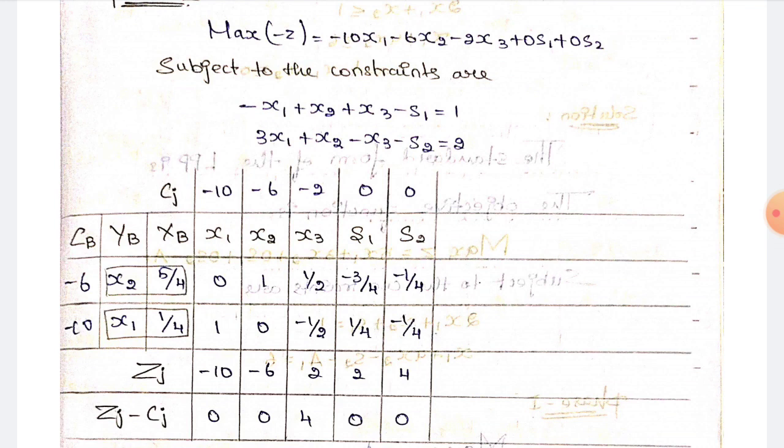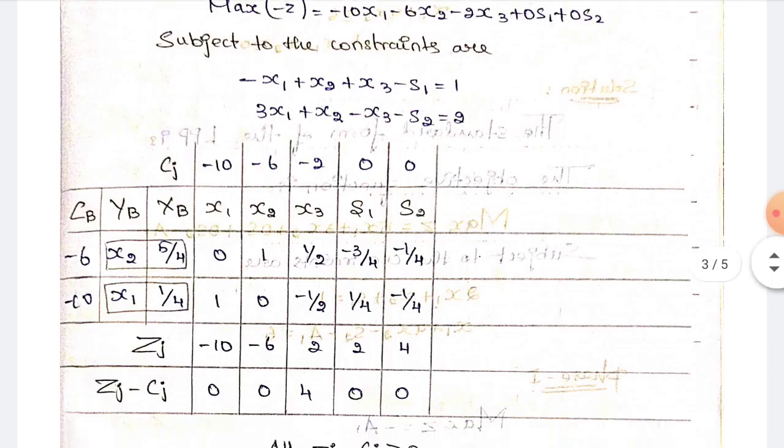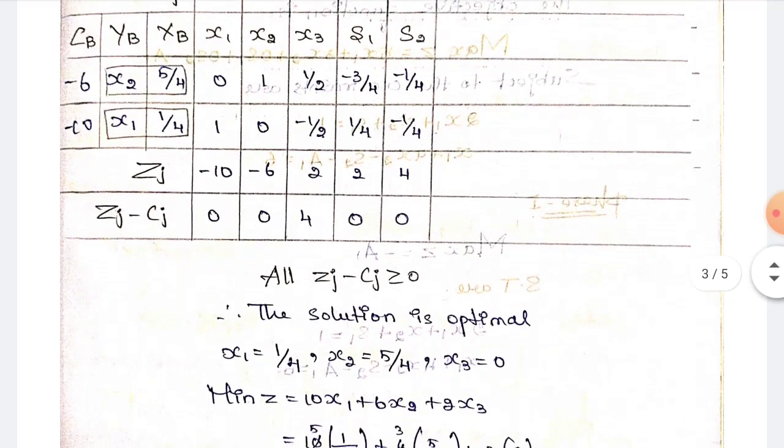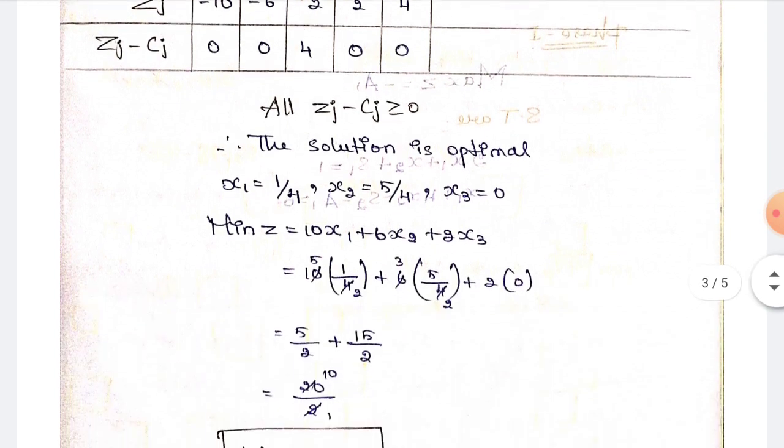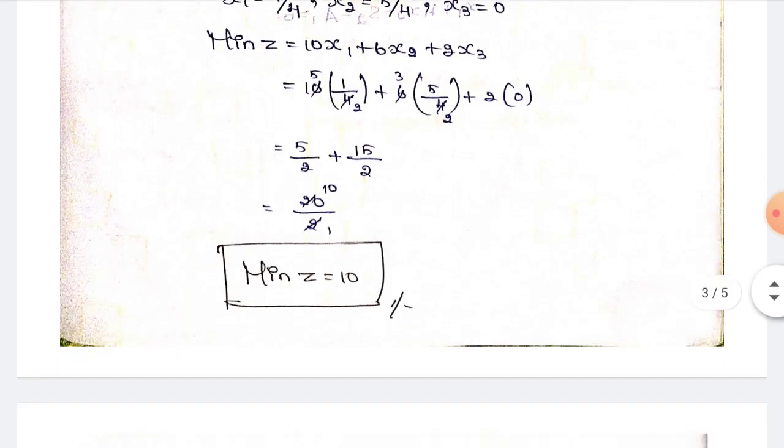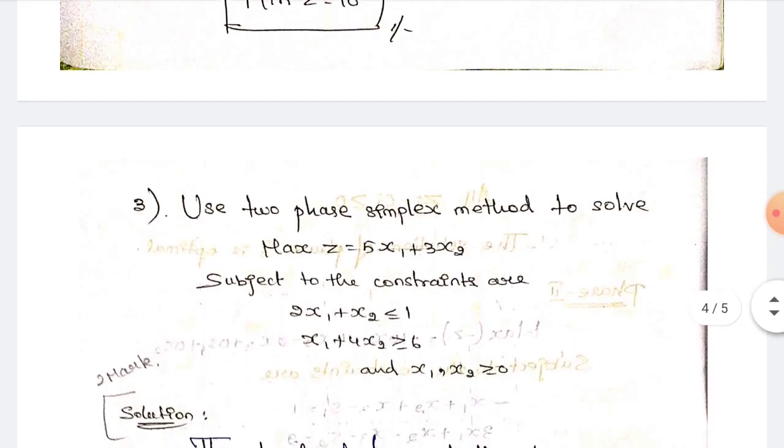So Zj minus Cj means 0, 0, 2 minus of minus 2 value will be 4, 0, 0. Here also all Zj minus Cj's are greater than or equal to 0. Now we have to take the x1 value will be 1 by 4, x2 is 5 by 4 and x3 value will be 0. So minimization of z, substituting the x1, x2 and x3 values, we get minimization of z is equal to 10.